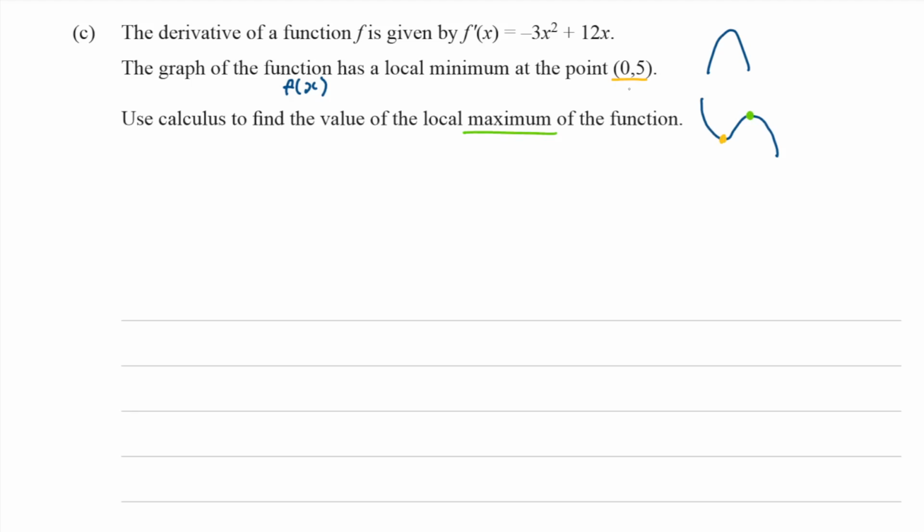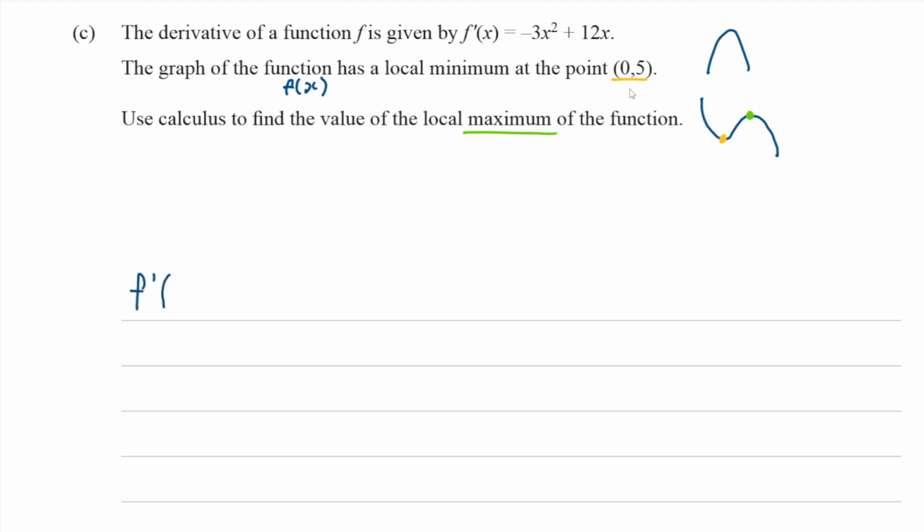Alright, so what are we going to need to find that? Well, we're going to need the original function in order to get its y value, but we're also going to need the derivative, which is given, to work out the x value, because we know maximum and minimum have a gradient of 0. So we will need the gradient function. Alright, so a few ways to approach this. I'll start by finding the original function.